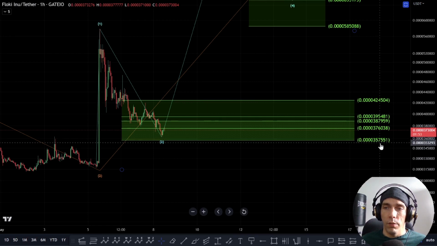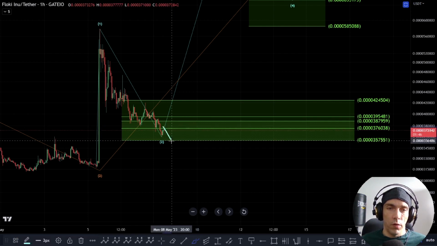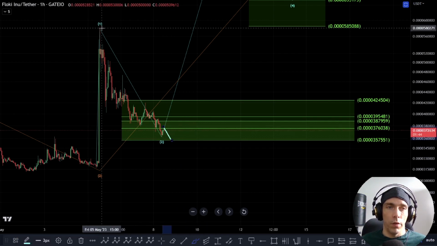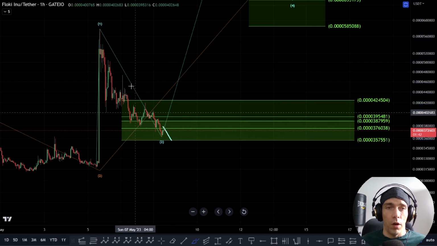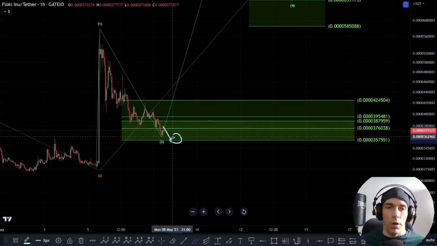First off, I want to see this 357551 maintaining this support zone here. Even if we do push down one more time, potentially we could see something like this, where this is basically W, X, and Y, where this would be A, B, and C. In which case, what I want to see is this area hold.